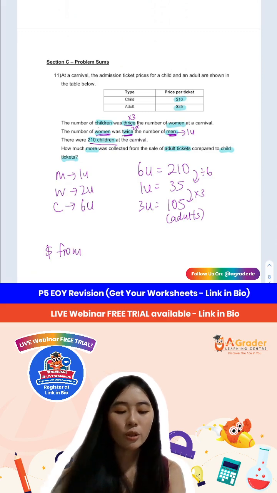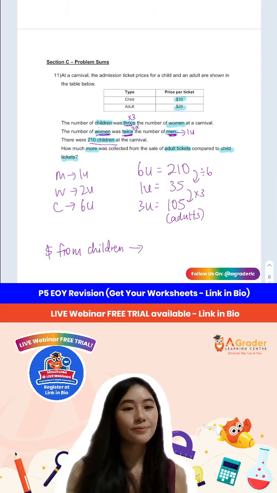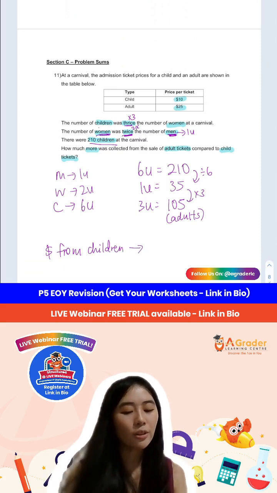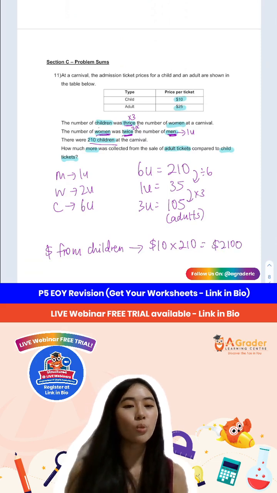Let's calculate for the children first. How much do you collect from the children? Children ticket is $10, right? So you take $10 times the 210 children. That will be $2,100. Yes, cat meal, that's correct.